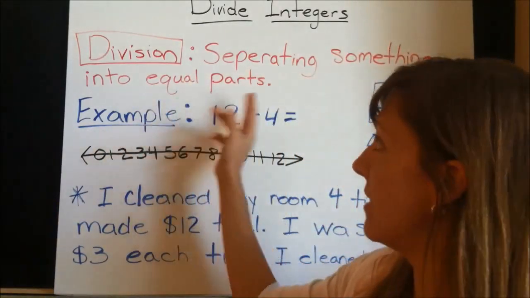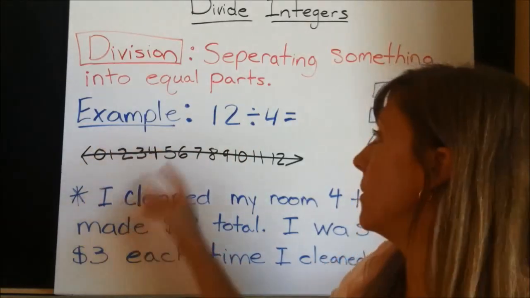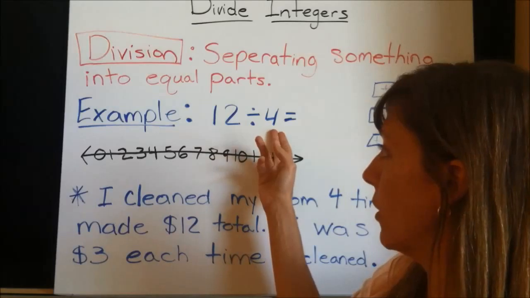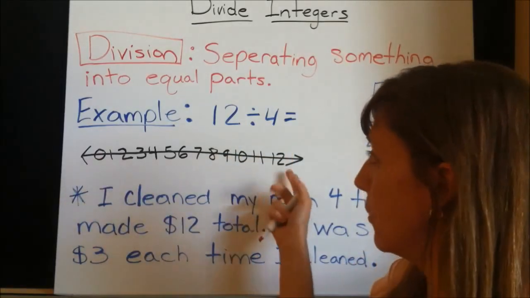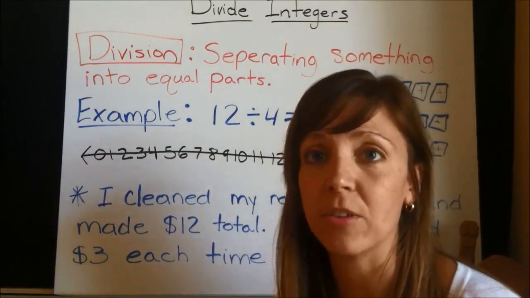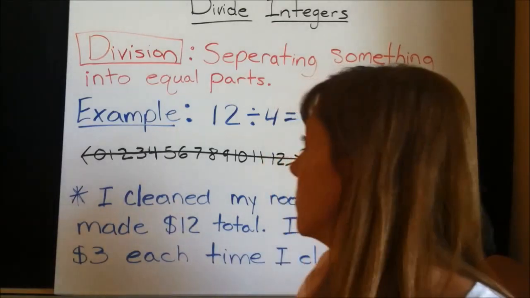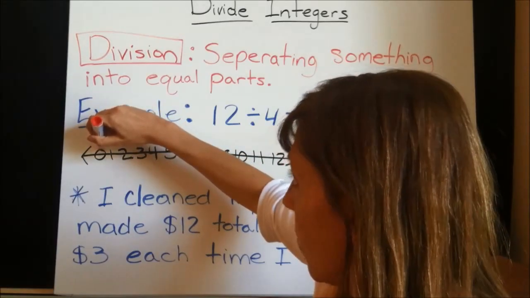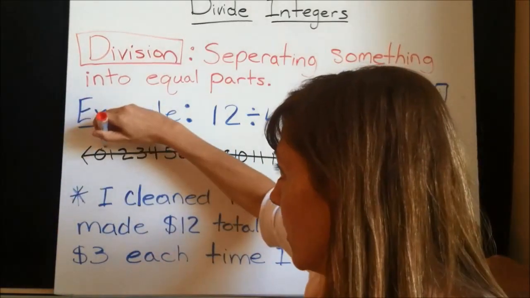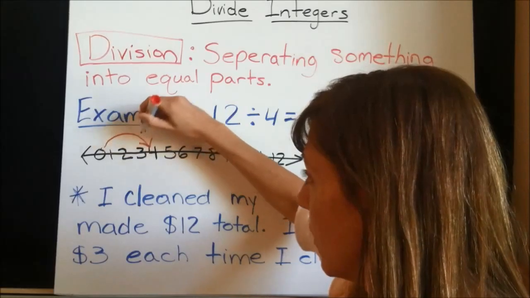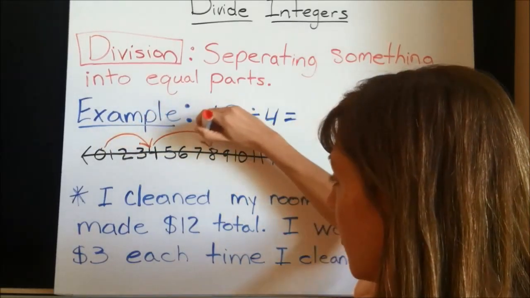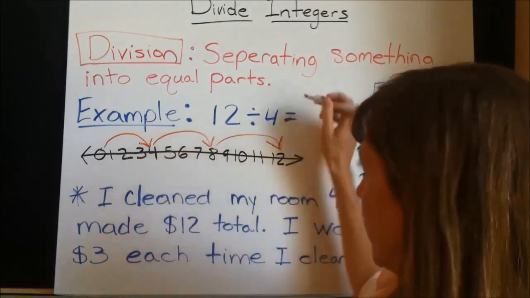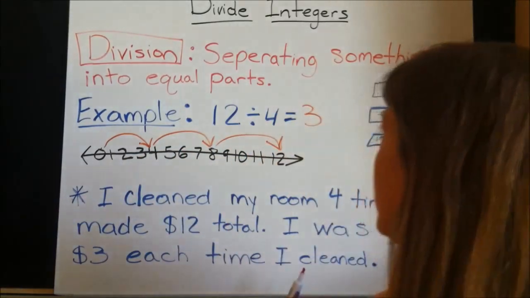Division is separating something into equal parts. For example, if I have 12 of something and I split it into 4 groups, I'm going to take these 12 numbers on the number line and split those into 4 groups. Or I could split them into groups of 4. Let's do that, groups of 4. So there's one group of 4, here's another group of 4, and here's another group of 4. And I have 3 groups. So 12 divided by 4 is 3.